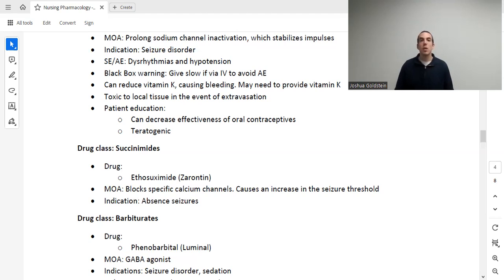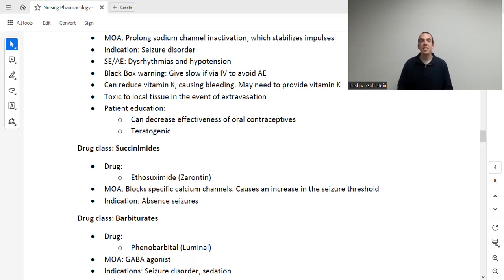This does have a black box warning that you should give it slowly via the IV route, because if you give it too fast, it can have significant, including fatal, adverse effects. This can reduce a patient's vitamin K level. Vitamin K, if you remember from anatomy and phys, is related to our coagulation pathway. And by reducing vitamin K level, it can cause bleeding. How do we treat that? We educate the patient to increase their vitamin K intake. That's going to be spinach, green leafy vegetables, things like that. Or we may have them supplement with vitamin K.